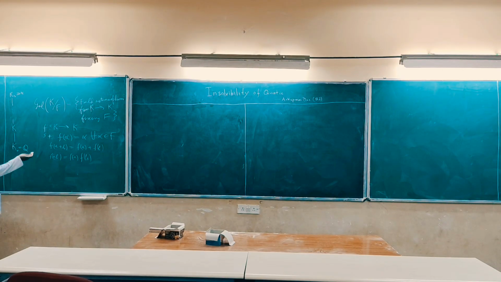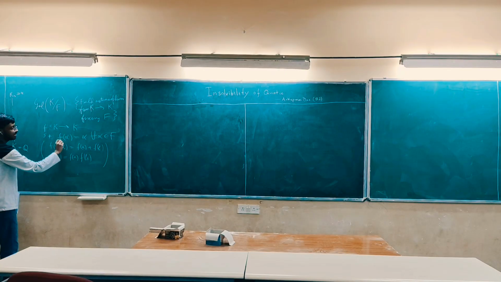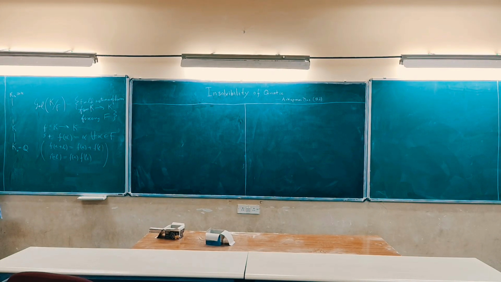But in here, this is the definition of what automorphisms are. This part describes an automorphism, and this is an extra condition for Galois.